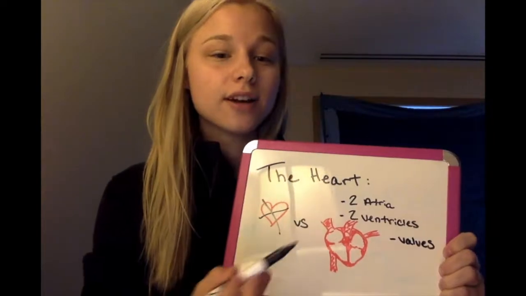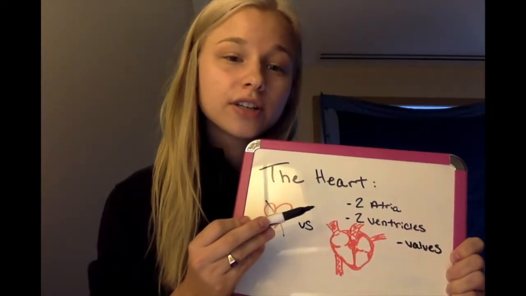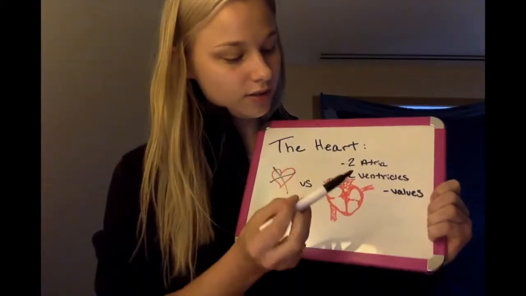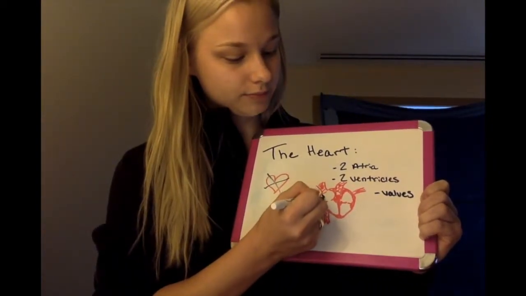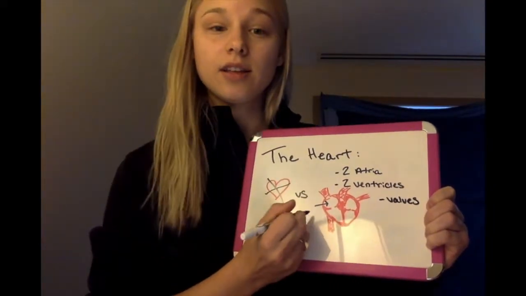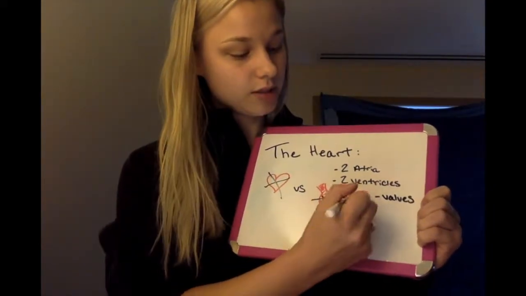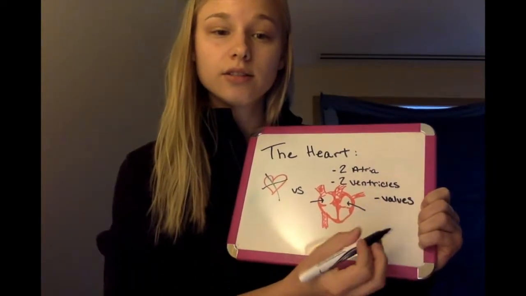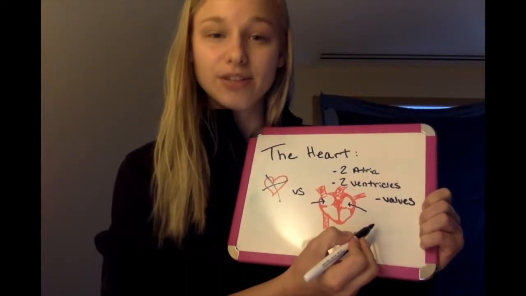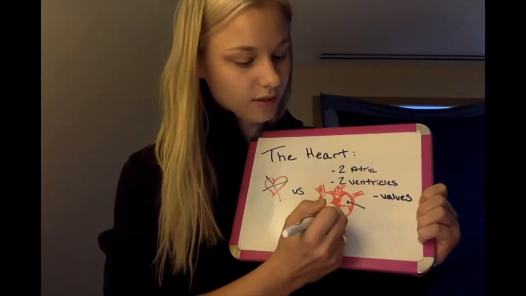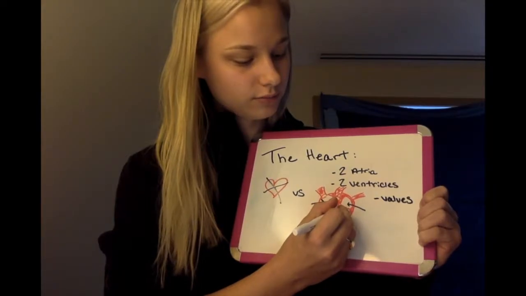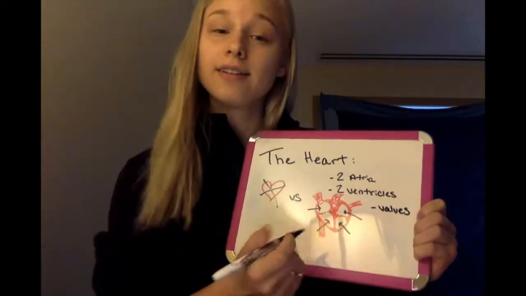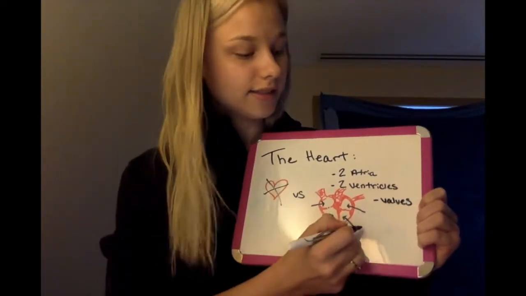So, the heart contains two atria, two ventricles, and valves that separate it in between. So this is an atria. This will be the right atrium. This is also an atrium. This is the left atrium. These are the valves. Here's the ventricle. And here's another one. This would be the right, and this is the left.